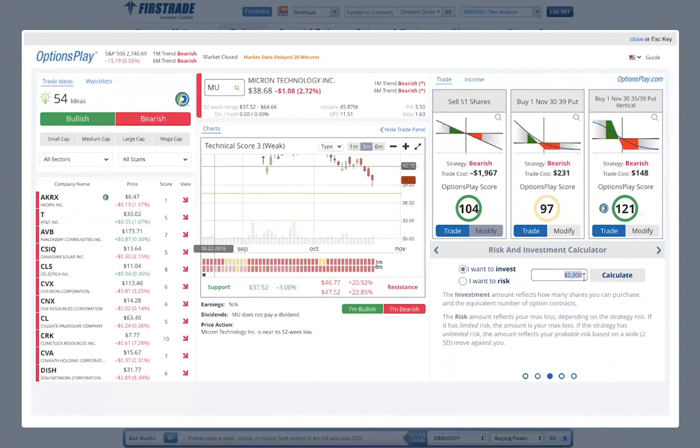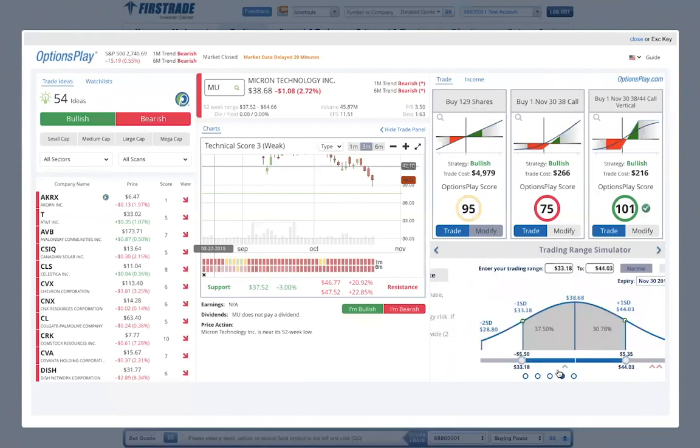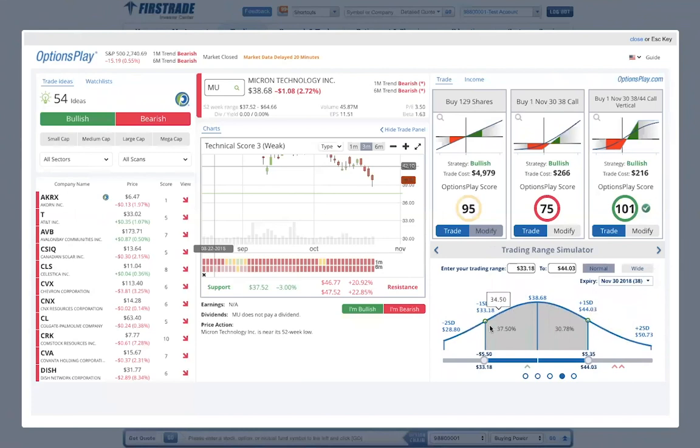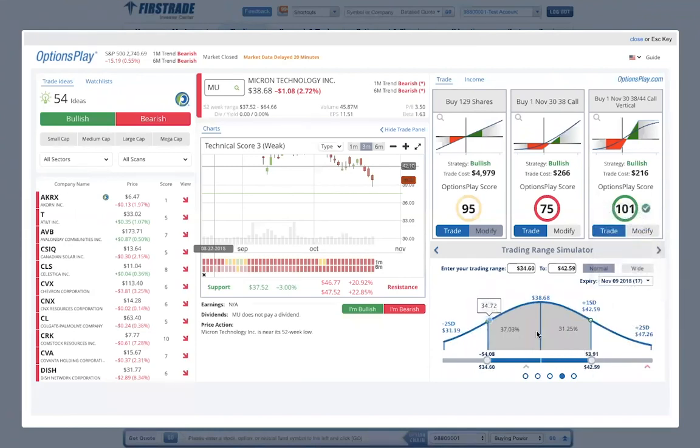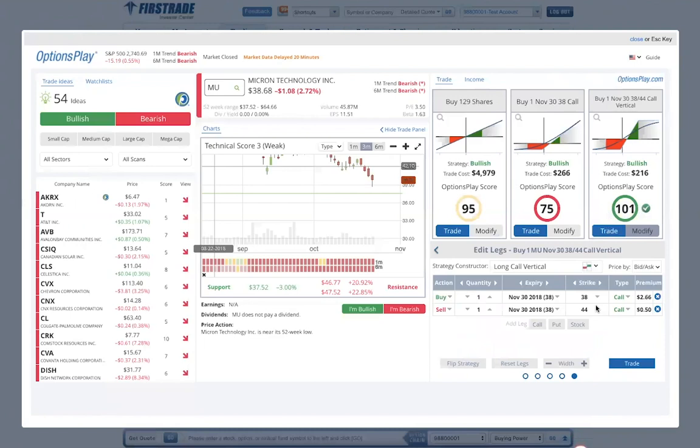Or if you want to look at an investment perspective, let's say you typically invest $5,000 in a stock. How can you calculate the appropriate number of contracts? So for $5,000, you are able to buy 129 shares, which equates to one contract. We have a trading range simulator that gives you an idea of what the one standard deviation move is for any of these expiration dates. So if you're trading different expiration dates, you want to know roughly what range the stock will trade in. This is what the trading range simulator will do. And the last dot is simply edit legs or modify, so that you can modify any of these strategies.